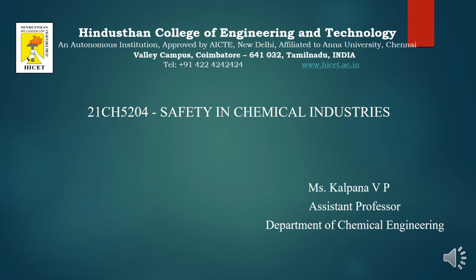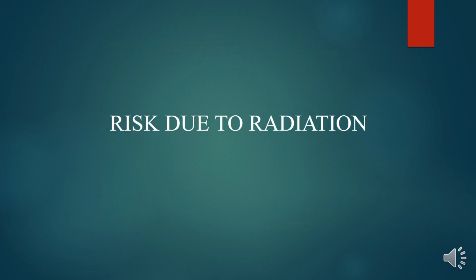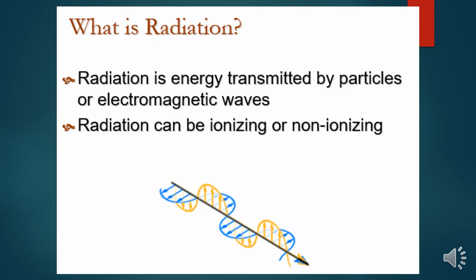Here we are going to discuss safety in chemical industries. So the topic is risk due to radiation. We all know that radiation is the most hazardous thing if it exceeds its limit per day. So let us see what the risks are and what preventive measures are available to take care of the radiation effect. So first, what is radiation?